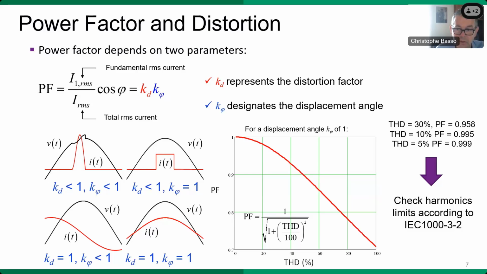And when the current is distorted, but with a fundamental still in phase with a sinusoidal input source, the PF is linked to the distortion factor as shown in the right side graph. And the power factor correction circuitry will then shape the input current to make it sinusoidal and in phase with the input source. You try to emulate a resistance more or less.